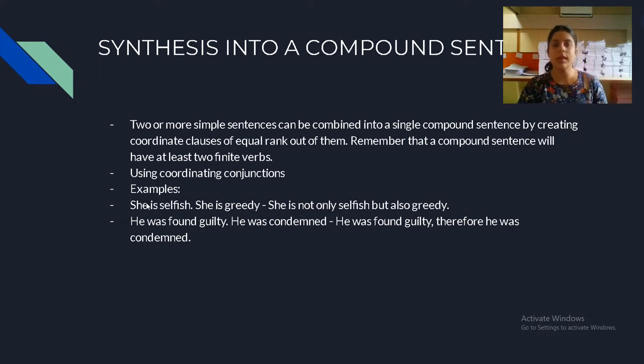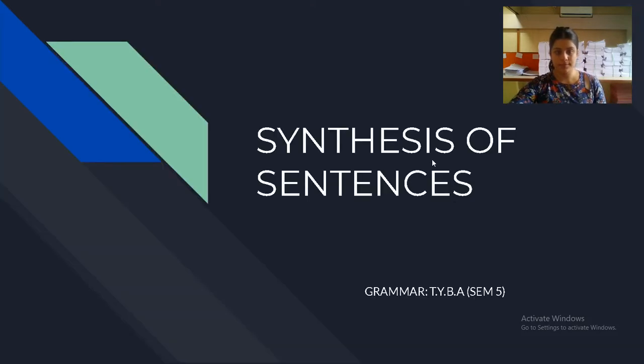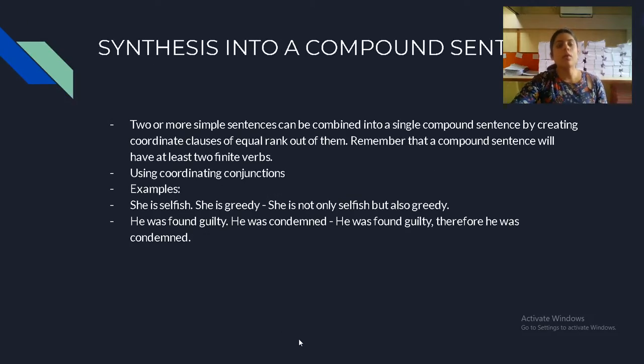Okay, so synthesis into a compound sentence. Two or more simple sentences can be combined into a single compound sentence by creating coordinate clauses of equal rank out of them. Remember that a compound sentence will have at least two finite verbs using coordinating conjunctions. For example, she is selfish. She is greedy. She is not only selfish but also greedy. He was found guilty. He was condemned. He was found guilty, therefore he was condemned.